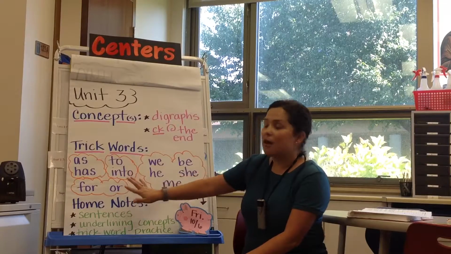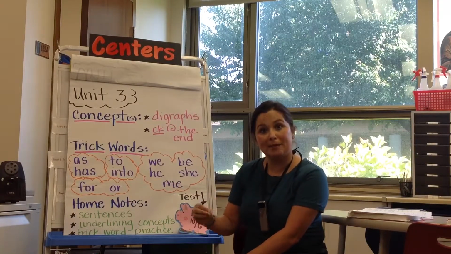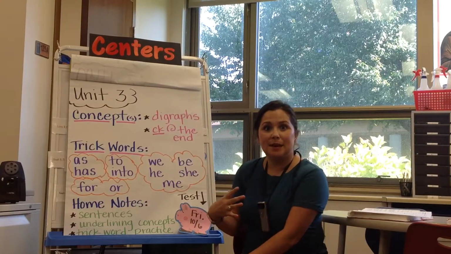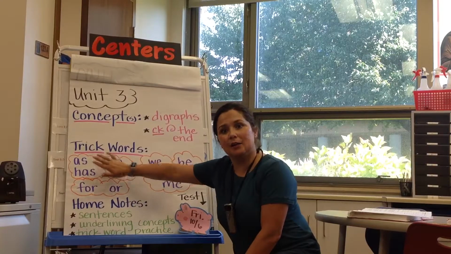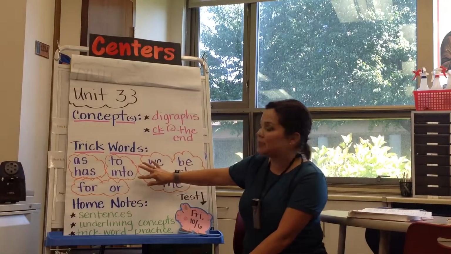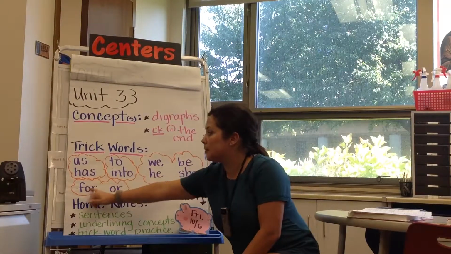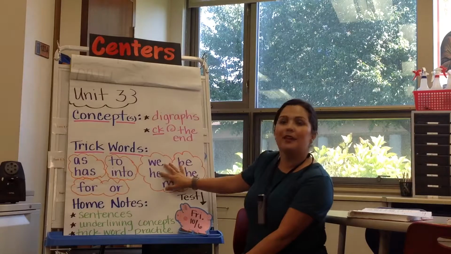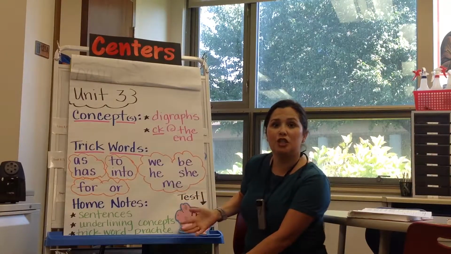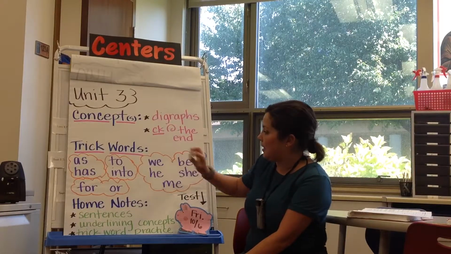These trick words luckily have the same sort of format, so you can easily lump them together as I've shown you. So for example, it makes sense to me if I know how to spell as, I know how to spell has. If I know how to spell to, I know how to spell into. Similarly, if I know how to spell or, I know how to spell for. And then same with these. They all have an E at the end. We just change that beginning letter. We, he, me, she, and be.